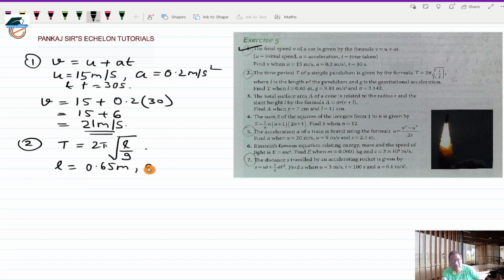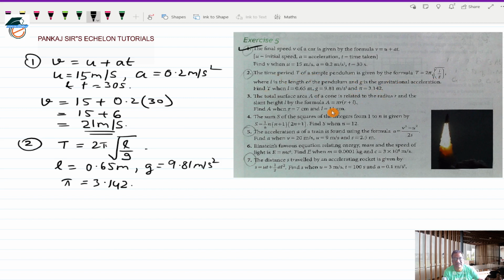0.65 meter. G is given as 9.81 meter per second square, and the value of pi we have been told to take as 3.142. These are the values given to us, and we are asked to find the value of t. The time period t is given by this formula.